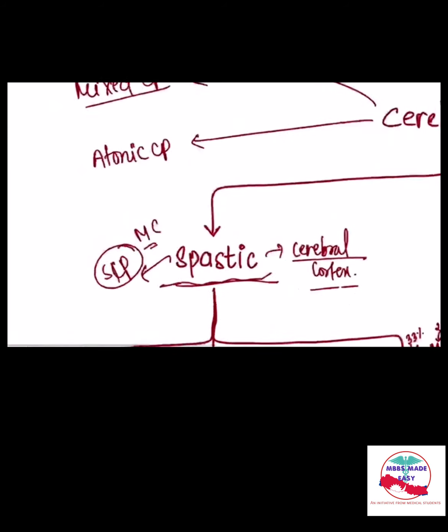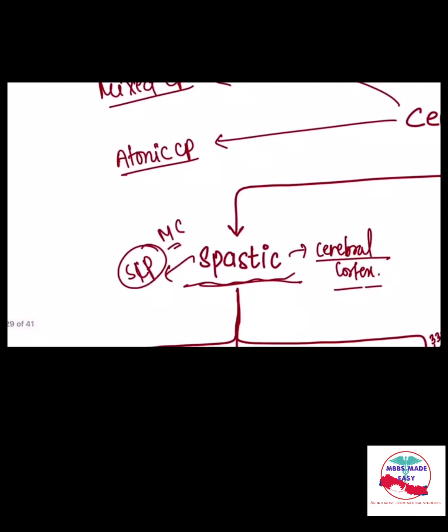Now let's talk about atonic cerebral palsy. One reason for me not including atonic type of cerebral palsy in this classification is that atonic cerebral palsy has become a thing of the past. So previously there used to be a classification that included atonic type of cerebral palsy, but now it has been discarded and many authors do not use it.